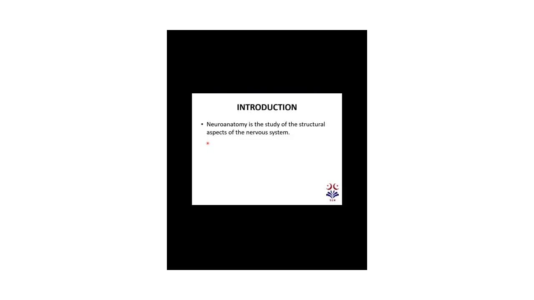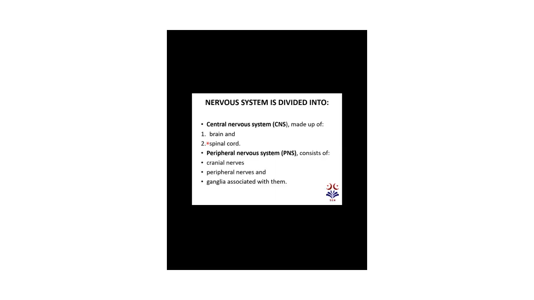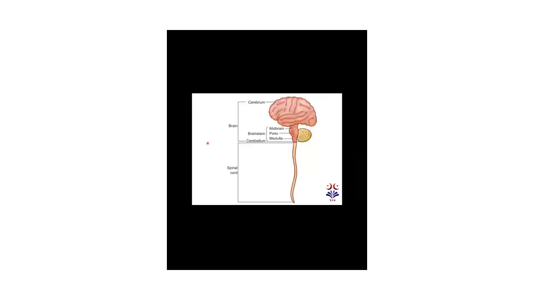Today's topic is study of the nervous system. Neuroanatomy is the study of the structural aspects of the nervous system. The nervous system is divided into the central nervous system and the peripheral nervous system. This is the central nervous system, consisting of the brain and the spinal cord.